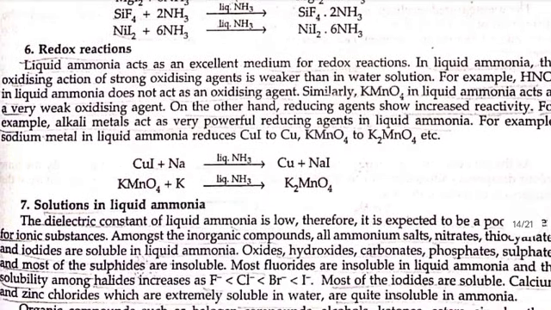Redox reactions. Liquid ammonia acts as an excellent medium for redox reactions. In liquid ammonia, the oxidizing action of strong oxidizing agents is weaker than in water solution. For example, nitric acid in liquid ammonia does not act as an oxidizing agent. Similarly, KMnO4 in liquid ammonia acts as a very weak oxidizing agent. On the other hand, reducing agents show increased reactivity. For example, alkali metals act as very powerful reducing agents in liquid ammonia. For example, sodium metal in liquid ammonia reduces cupric iodide to copper, KMnO4 to K2MnO4, etc.